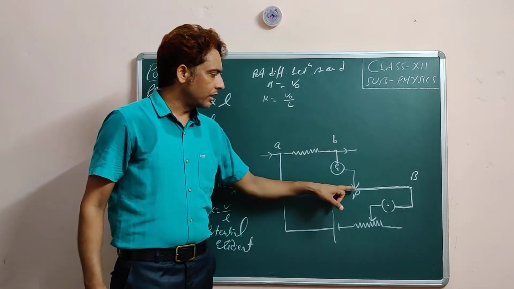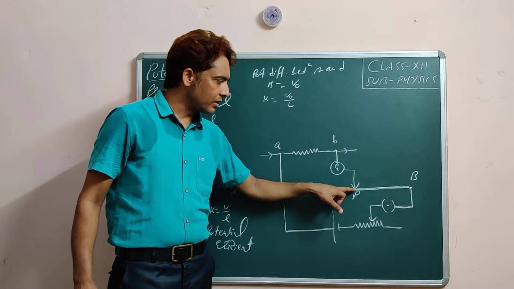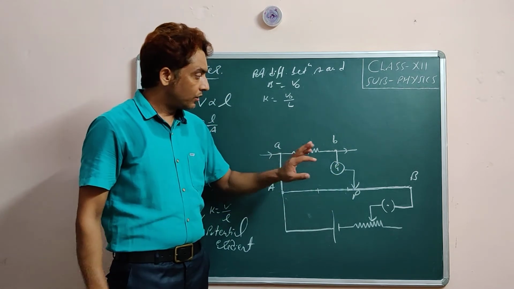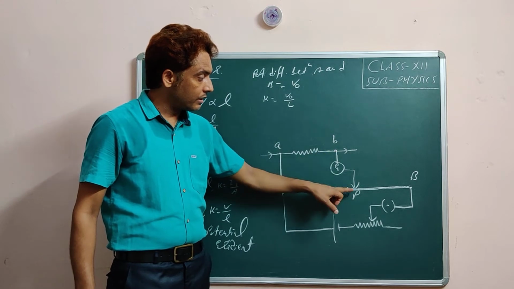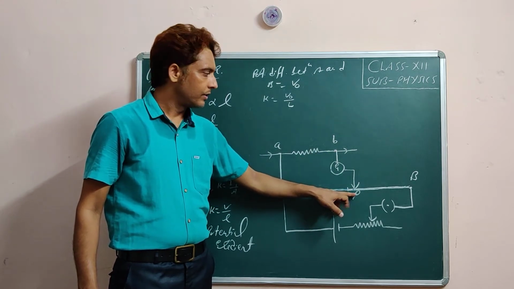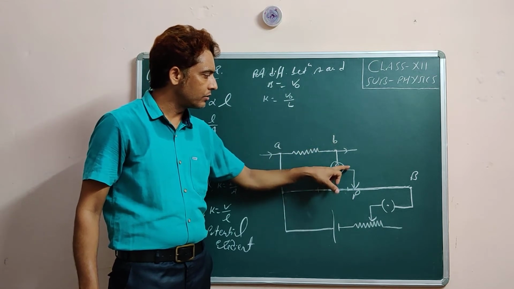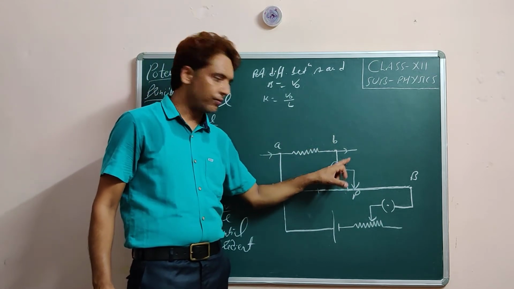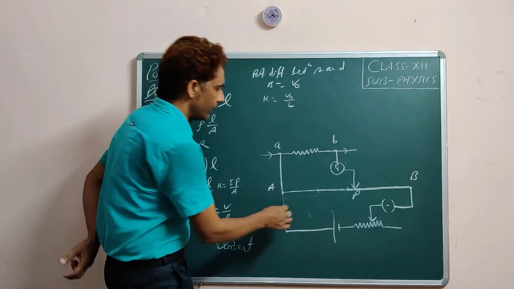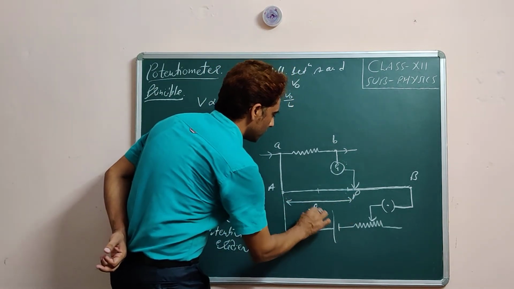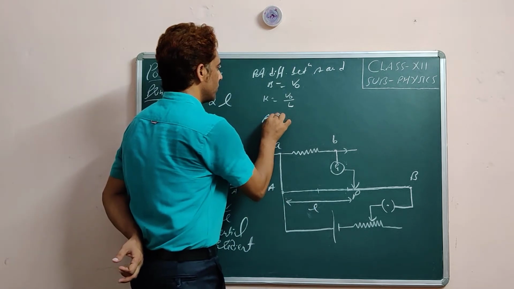When the jockey is connected at this point, the galvanometer shows no deflection. It means the potential at point B and this point P is the same, meaning no potential difference between these two points. That's why the galvanometer shows no deflection. Let this length be small l, meaning AP is equal to l.